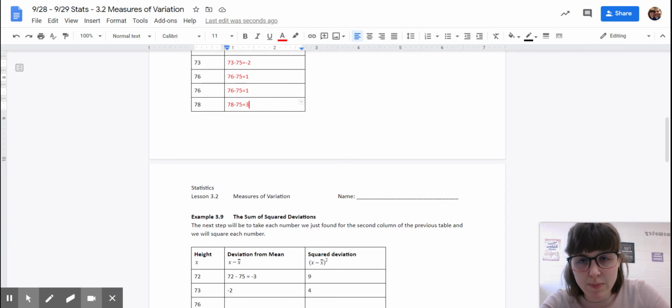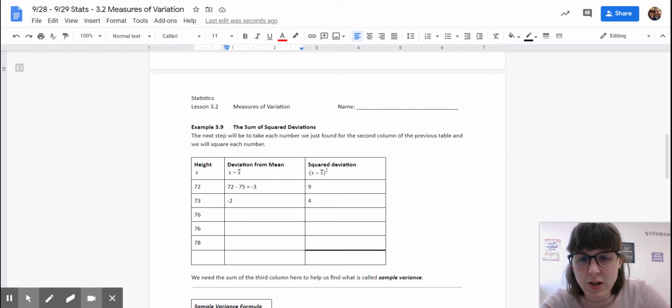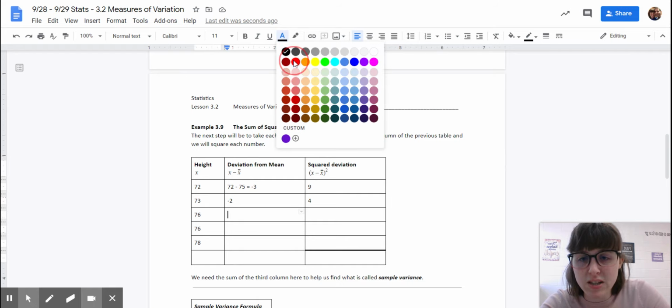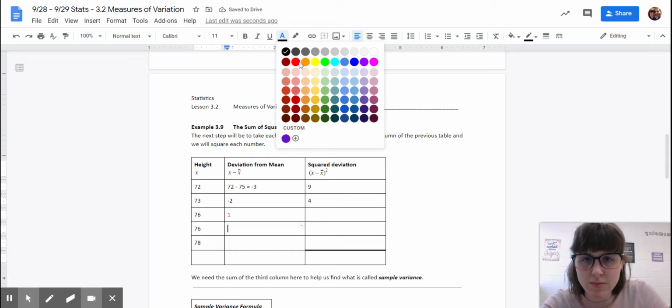The next step is what we call squared deviation. So now we're going to take each number we found, how far it was from the mean, and we're going to square these numbers. So first let me fill in this table from the first problem.